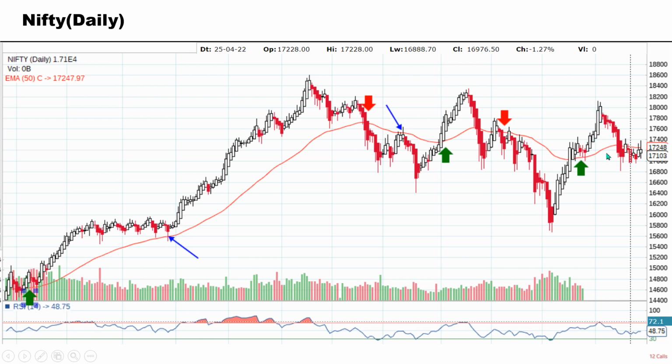movement. And now we see here that for the last couple of weeks Nifty is consolidating below the trend line, so we might see a downward movement from here, but as of now nothing is confirmed because the last few candles are trying to penetrate the 50 EMA line on the upside.